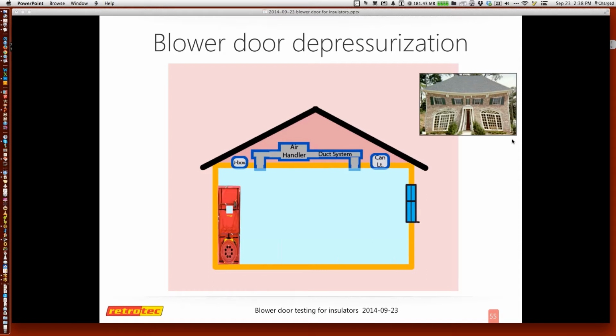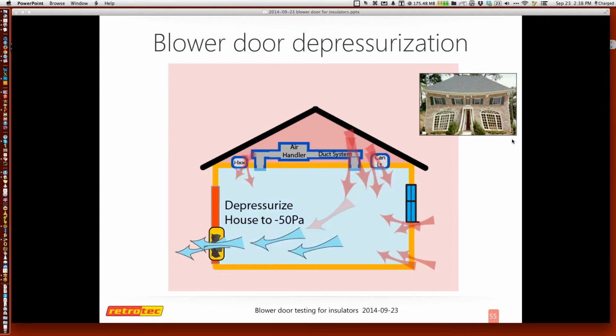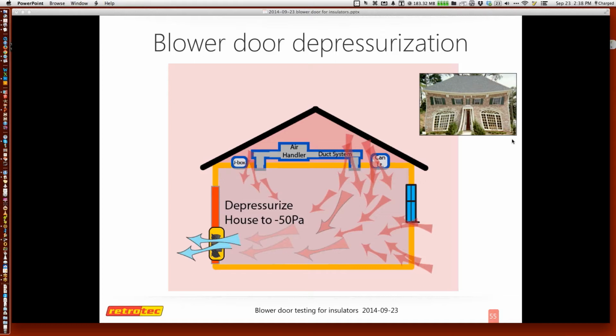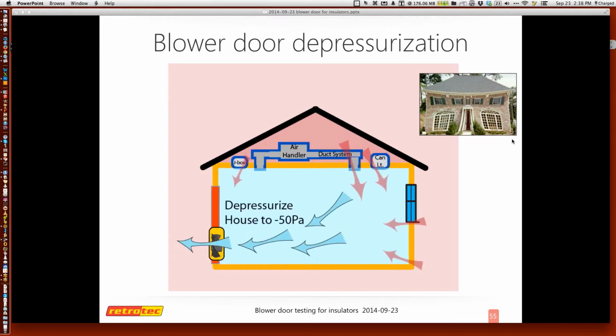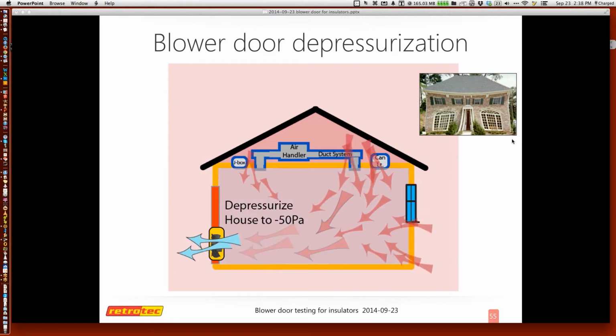So blower door depressurization, I have a little animation that kind of explains the same thing, so we're all on the same page. We're visualizing that I have my blower door on. I've set it up to be negative 50 pascals. And basically what it's doing is going to pull all the air pretty much out of the interior, and also pull air in from any place else that has some kind of leak or concern.